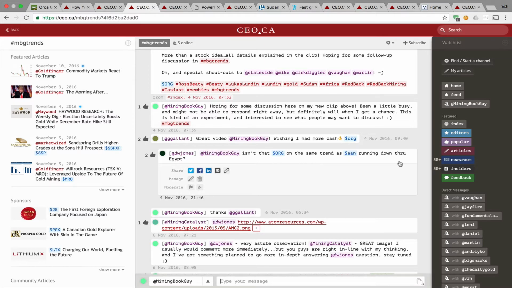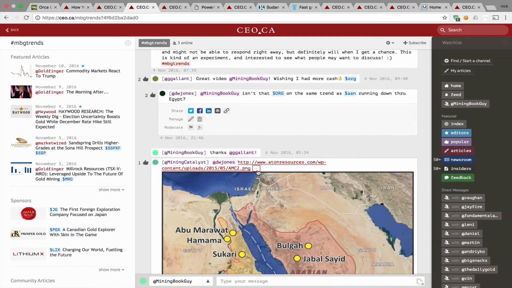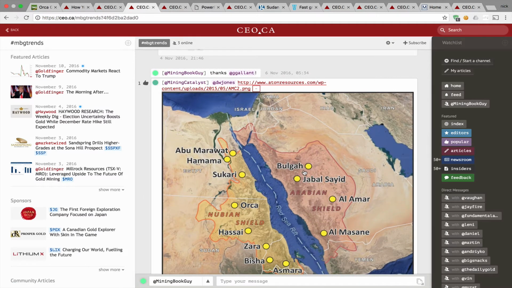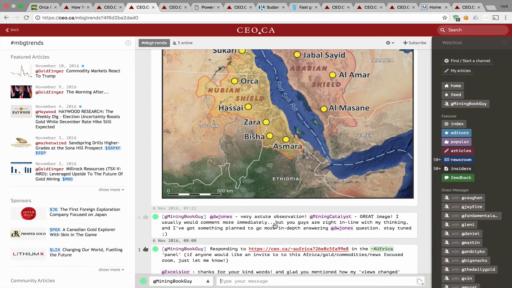I love seeing this, and at the time I was thinking about maybe responding. But then another buddy of mine, Mining Catalyst, made a great post. He posts a picture of the Arabian-Nubian shield. I actually love this because I was thinking of this same image. This image is from the Aton Resources PowerPoint. I'm going to get back to that in a minute as well. But I responded, being facetious a little bit, that I was already thinking about this video. So this was great on its own.